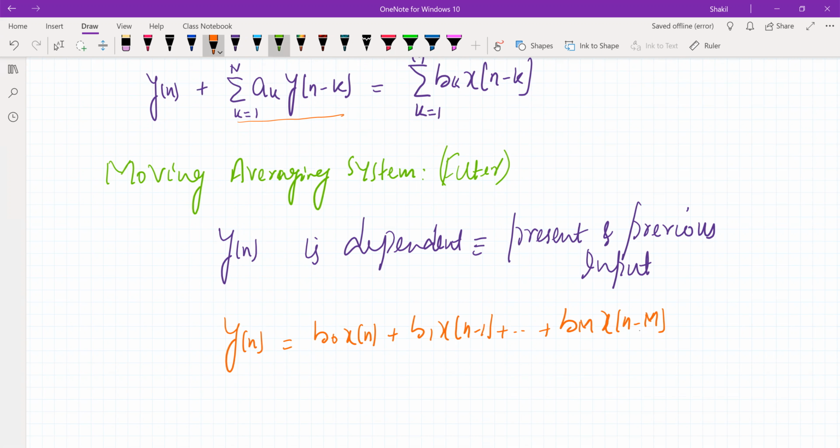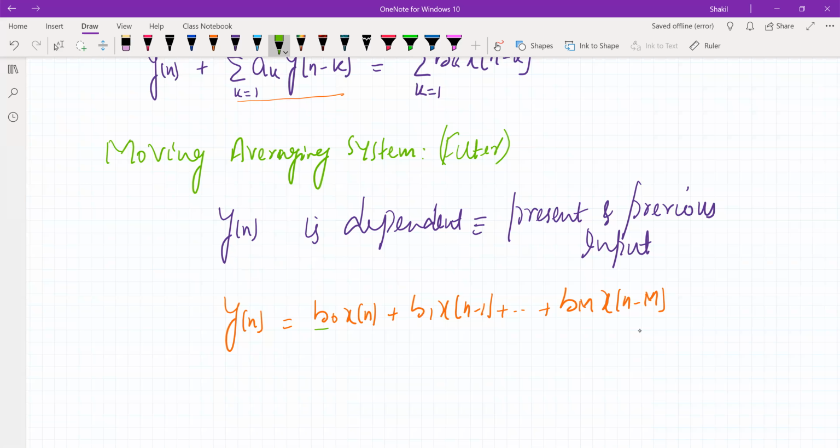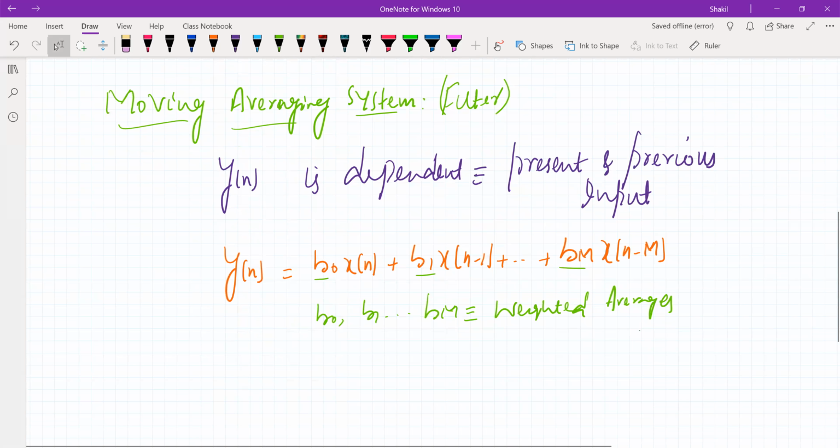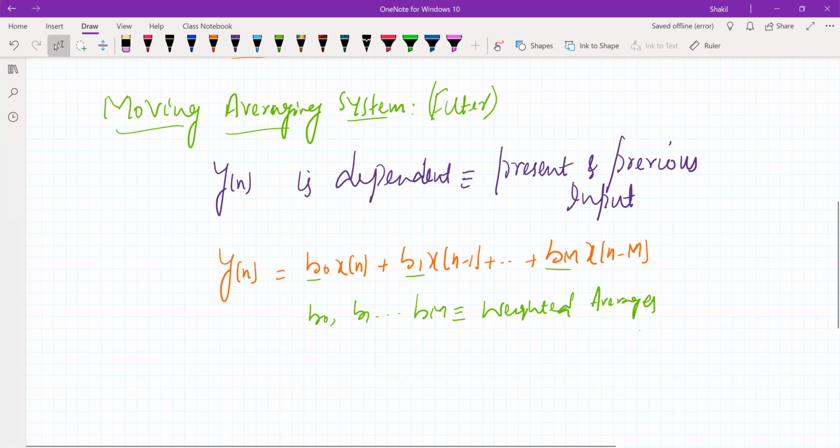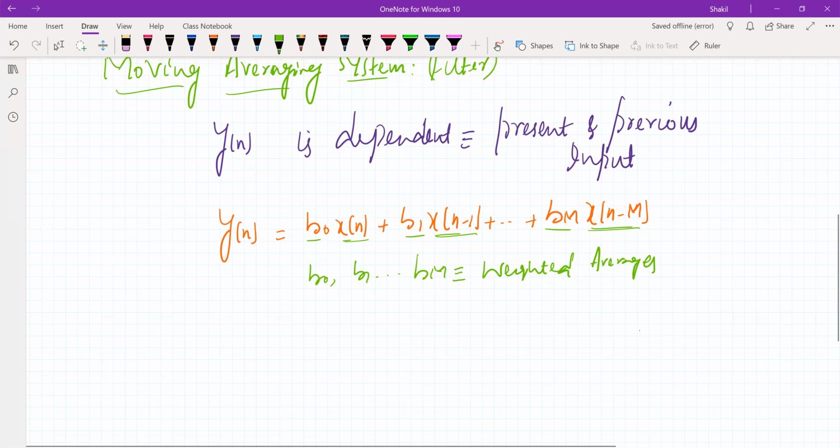Now what does this averaging mean here? The averaging comes from these coefficients. These are weighted averages, the coefficients b0, b1, b2, and so on. And what do I mean by weighted averages? Because the name of the system is moving averaging system, you are doing some kind of an averaging. And the averaging happens here in terms of these inputs, present and past inputs. Right? So let me give an example.